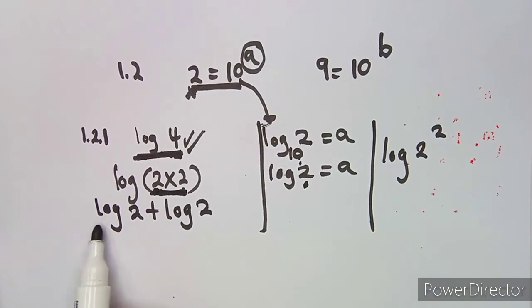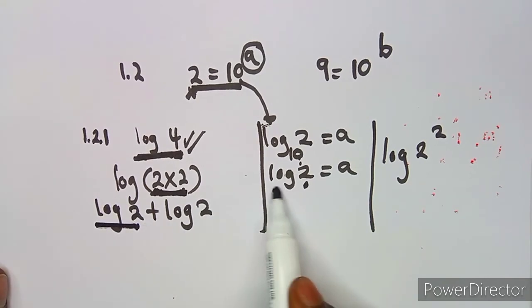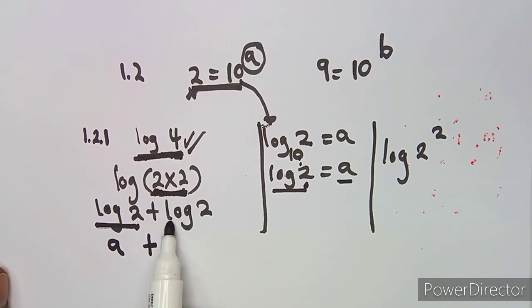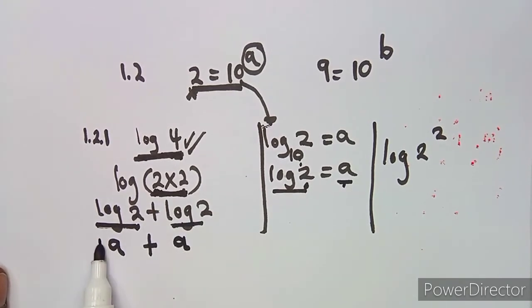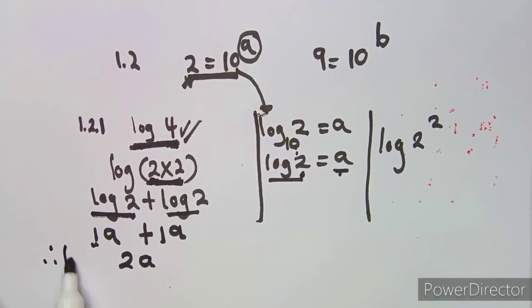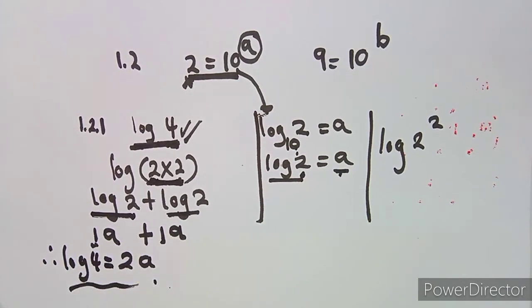So we can substitute now log 2, because our answer is needed in terms of a. So log 2 is there in terms of a, which is a, plus log 2 is there in terms of a, which is a. So a plus a is just the same as 1a plus 1a, which is 2a. So therefore, this is what you're going to obtain for log 4. Log 4 is going to be equal to 2a.